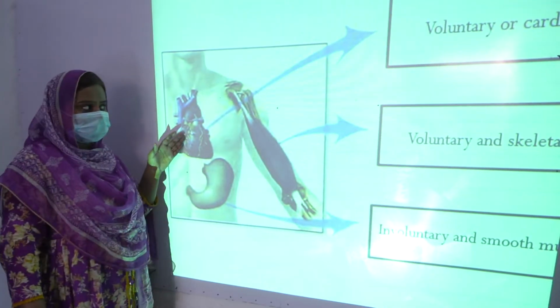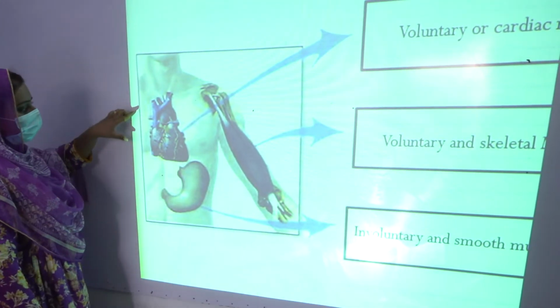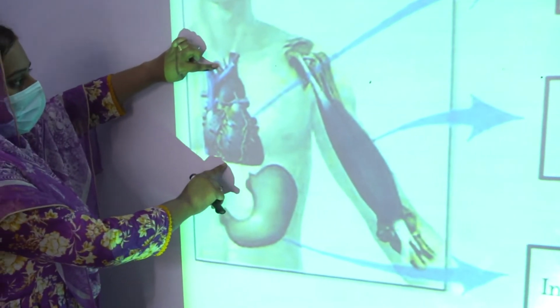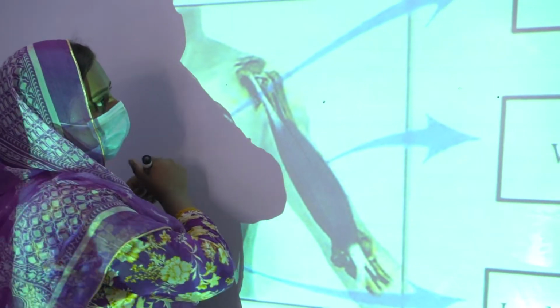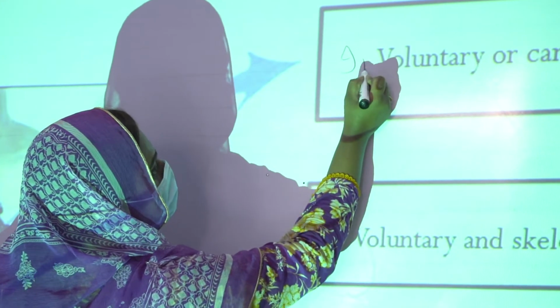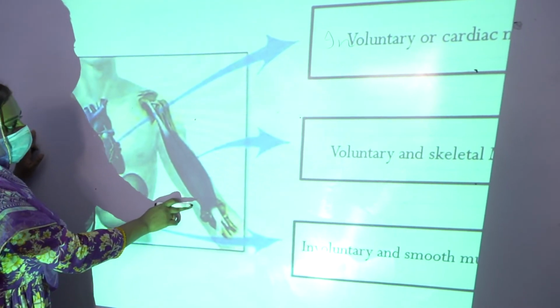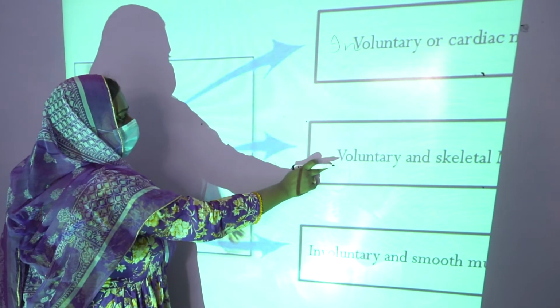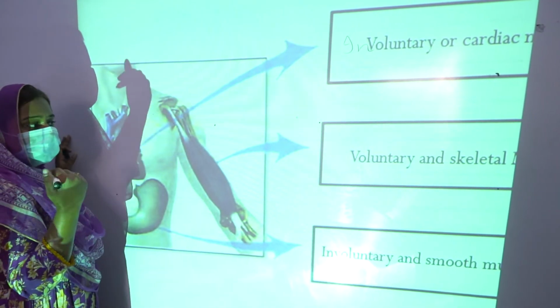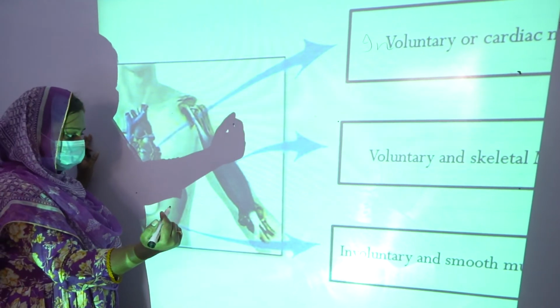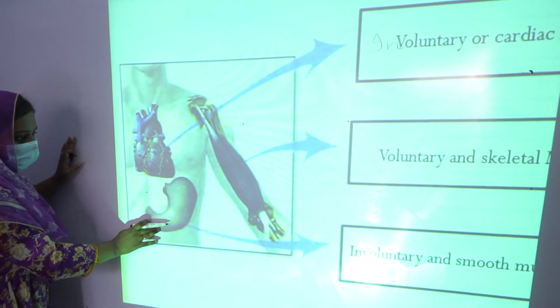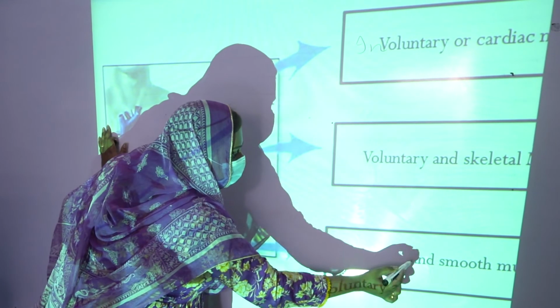Now we have to solve this activity. So look at the picture again. They show us the heart. Our heart is an involuntary muscle and a cardiac muscle. Arm is a voluntary muscle because it is in our own control whether we want to move our hand or not. Stomach. This is an involuntary and smooth muscle.